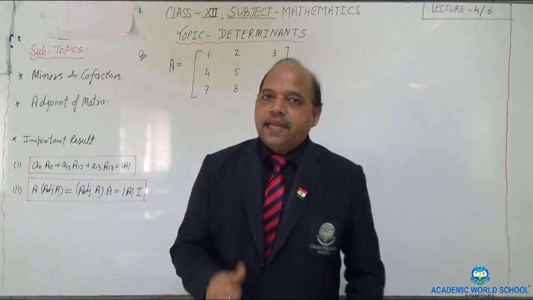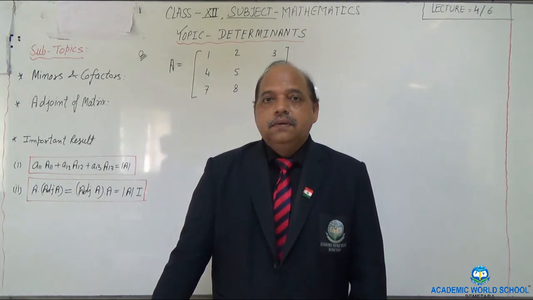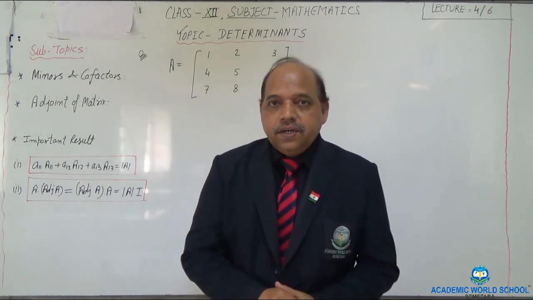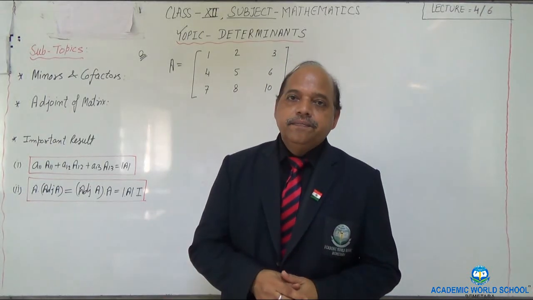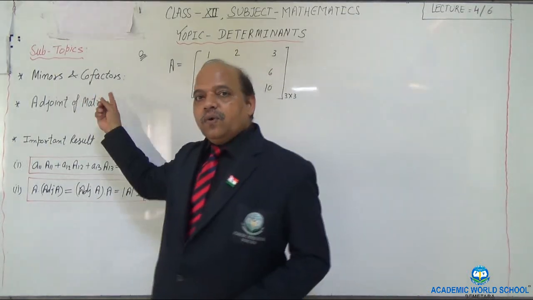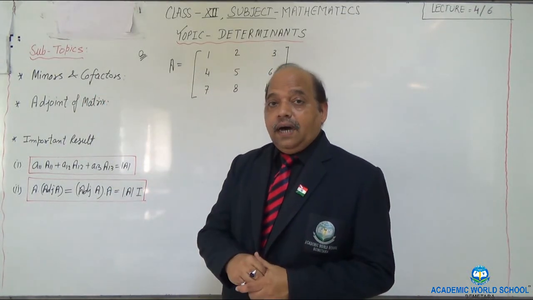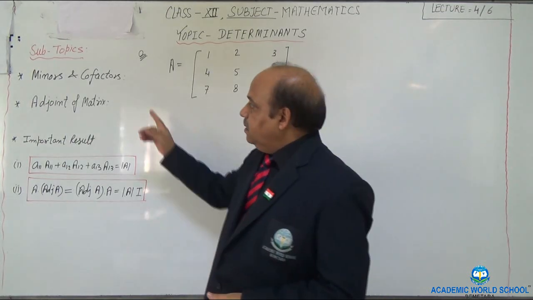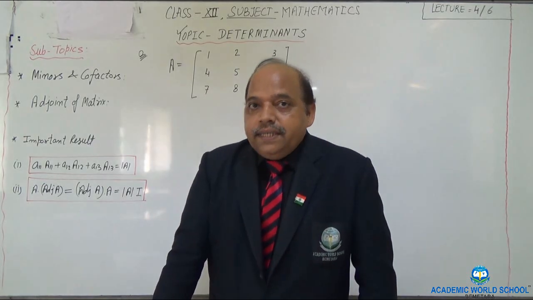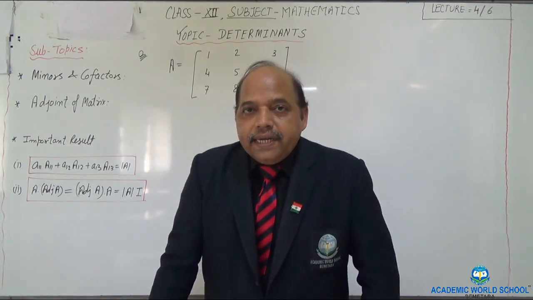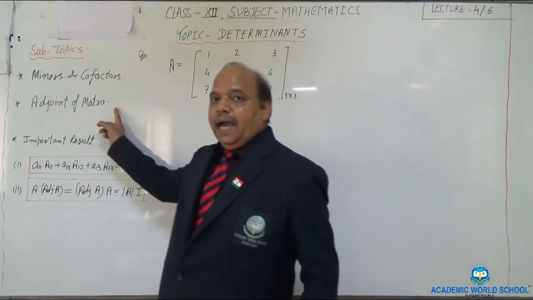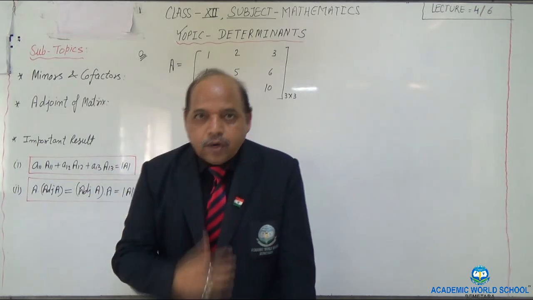This is my fourth lecture on determinants. Today, during this fourth lecture, we are going to learn about minors and cofactors of a determinant, and then we will learn about adjoint. How to find out adjoint of a matrix. And we will try to solve a couple of questions.